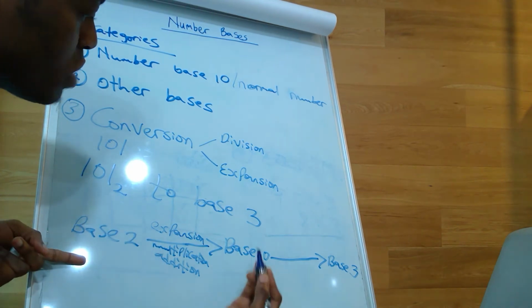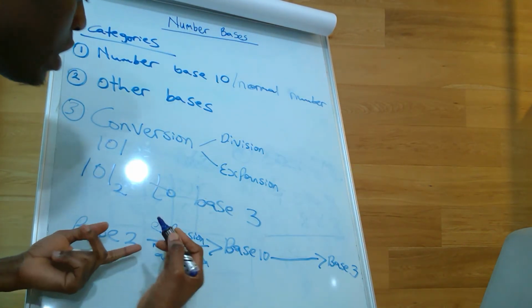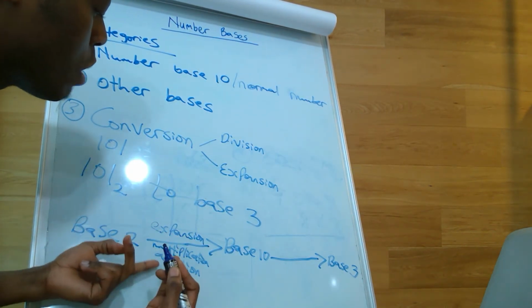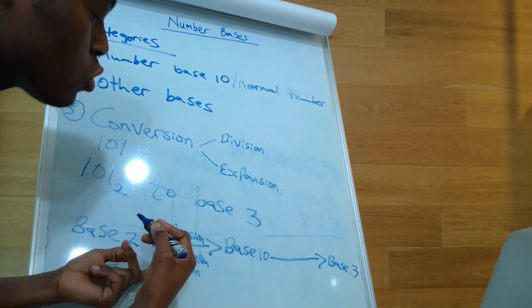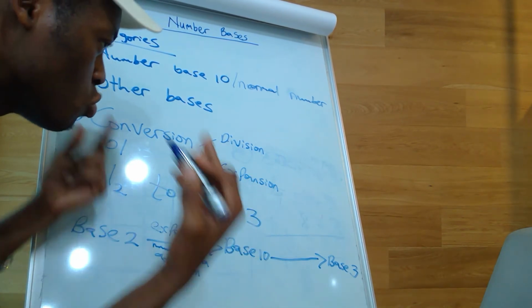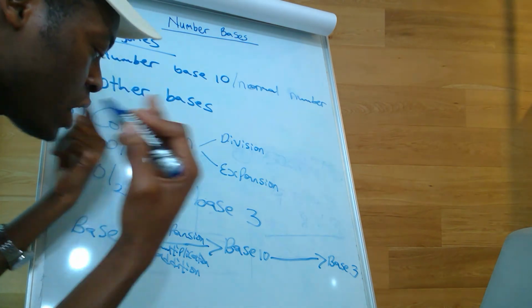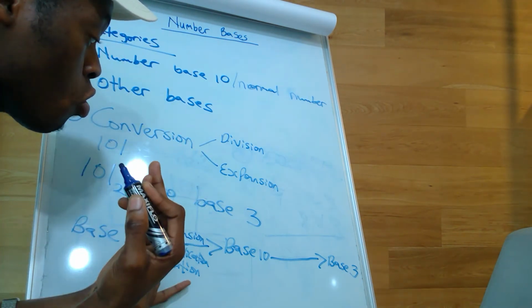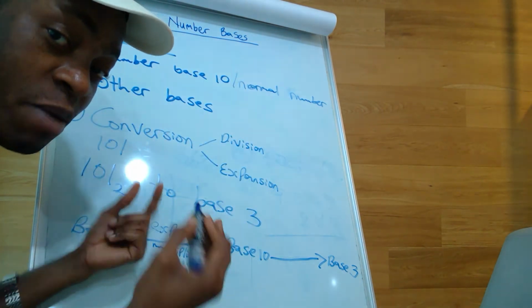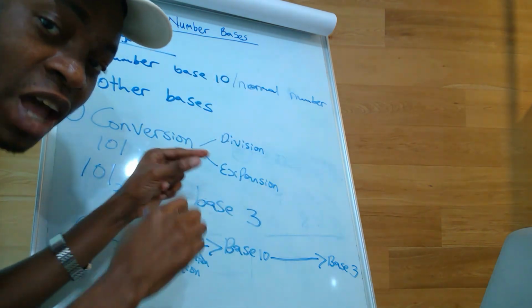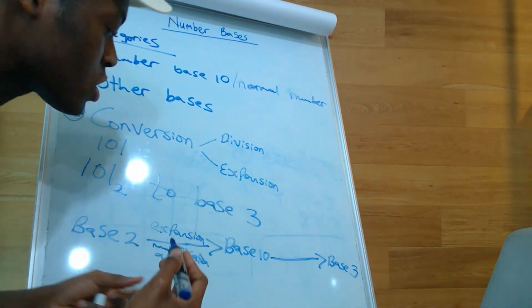Now, base 2 to base 10, you're making it bigger. That is, you have to expand, multiply. Those of you that have known how to convert from base 2 to base 10 will be trying to remember that, oh, that means I'm making it bigger by multiplication, all those times this raised to power this, all those things.